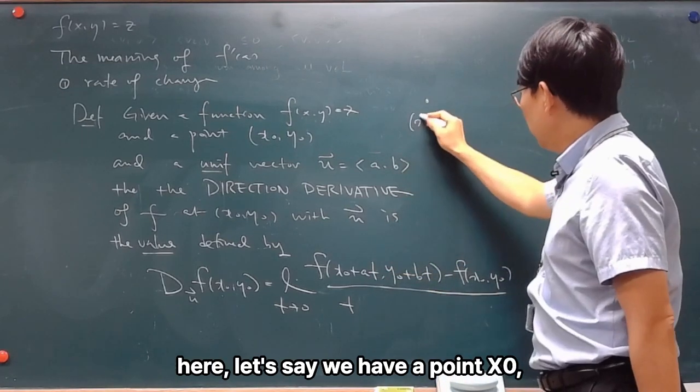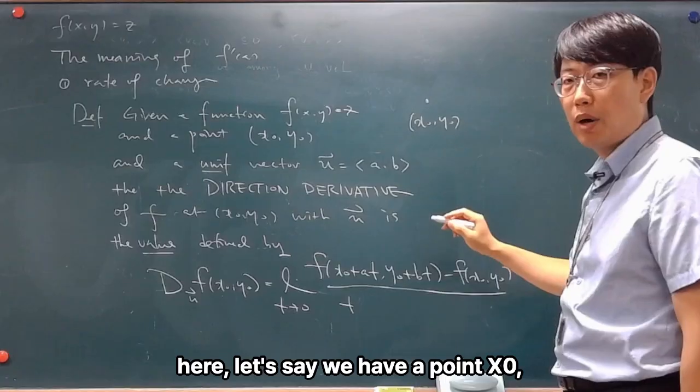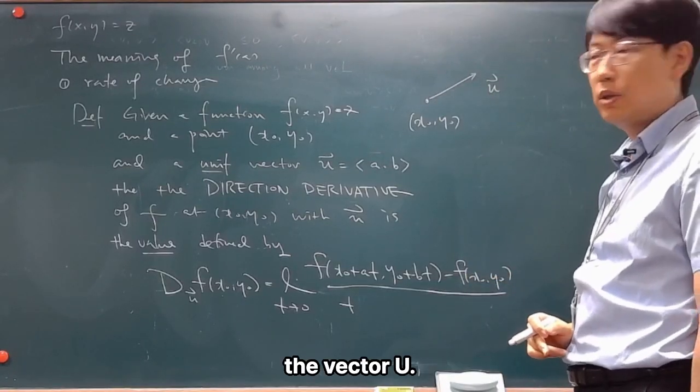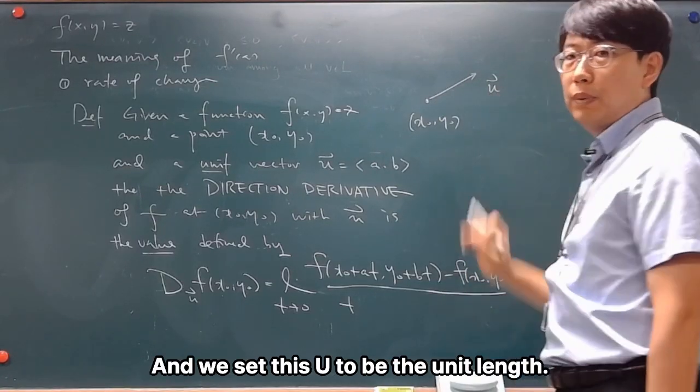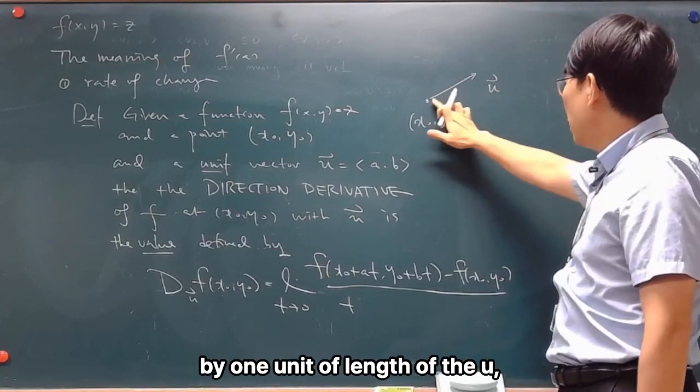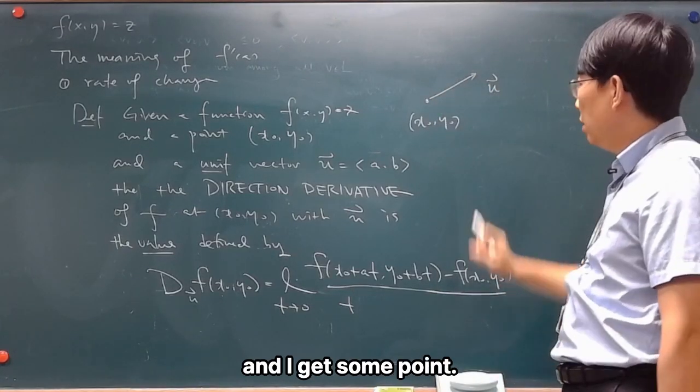So here, let's say we have a point x0, y0 here. And here is my direction, the vector u. And we set this u to be the unit length. So if I move along this direction by 1 unit of length of the u, then I get some point.